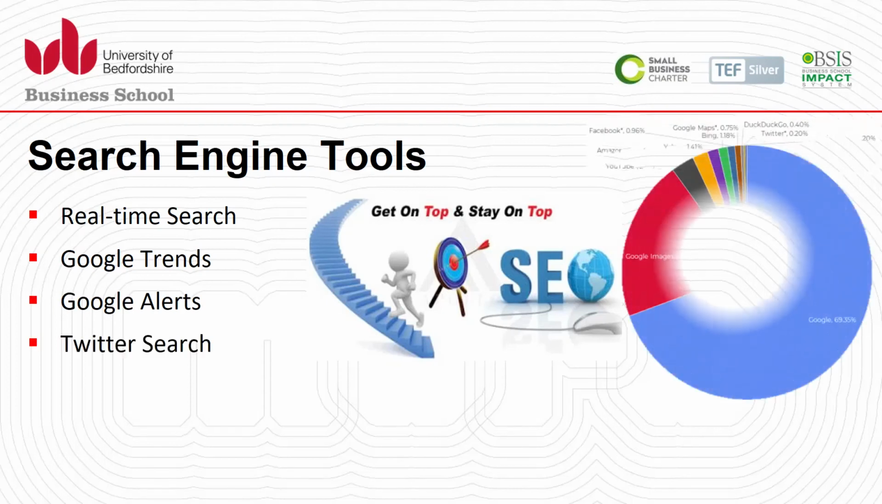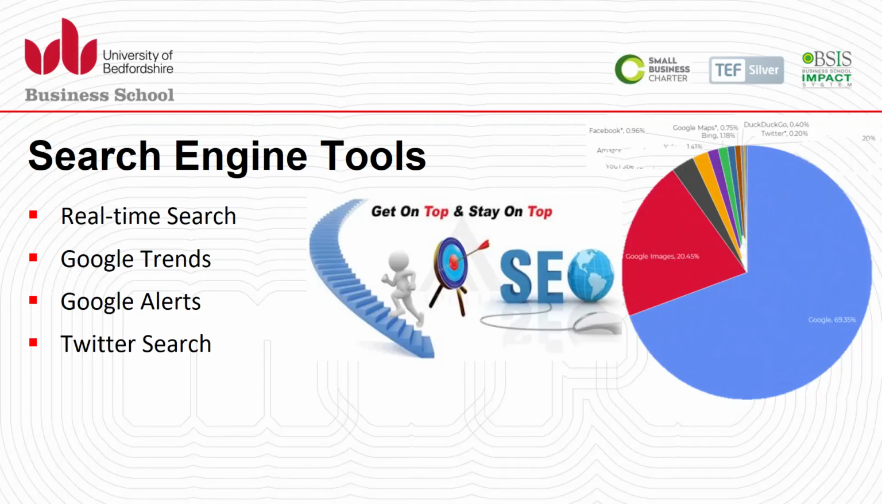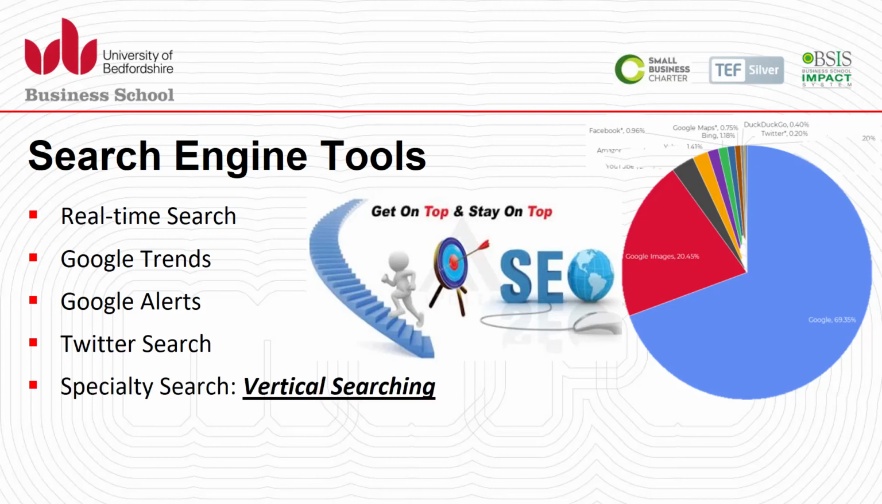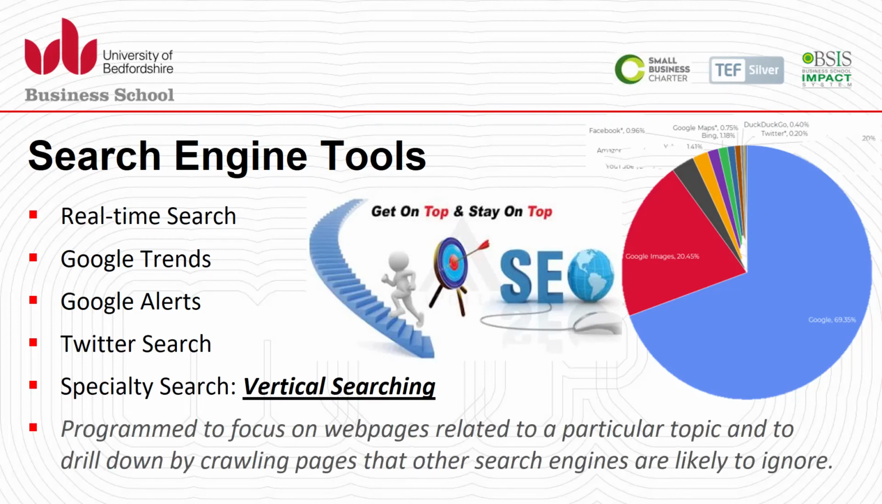Alert is another important tool which provides, for example, specific information from different sources. We get the Google Alert that identifies and notifies at the same time. And then Twitter is another important tool used for searching and specialty search, that is vertical searching. So programs focus on web pages related to a particular topic and drill down by crawling pages that other search engines are likely to ignore, which is one of the key important tools used in the search engine.